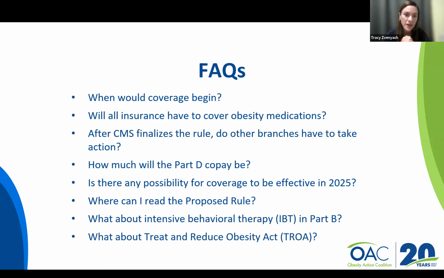Another question we've had: after CMS finalizes the rule, do other branches of government have to take action? So once the rule is finalized, yes, then state Medicaid programs would have to implement the coverage, and Medicare plans would have to implement the coverage. During the review process, there are a couple different agencies that look at the proposed rule as it's going through its finalization steps. The Office of Management and Budget is one of them, as well as obviously other departments under HHS.